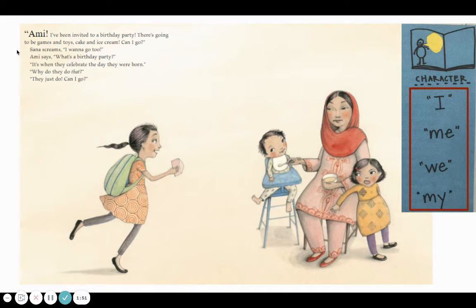Ami, I've been invited to a birthday party. There's going to be games and toys, cake and ice cream. Can I go? Sana screams, I want to go too. Ami says, what's a birthday party? It's when they celebrate the day they were born. Why do they do that? They just do. Can I go?